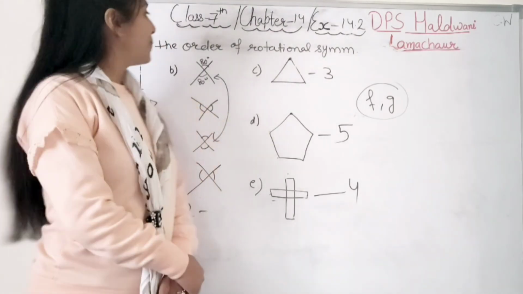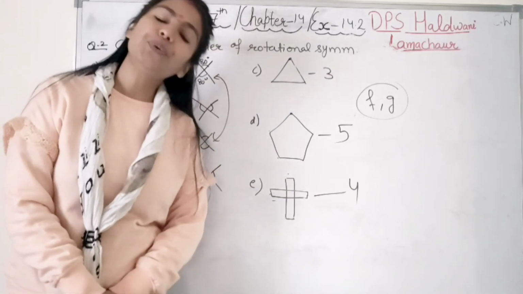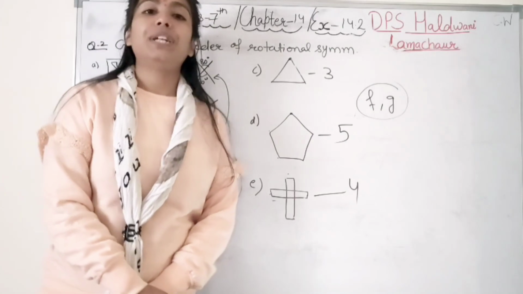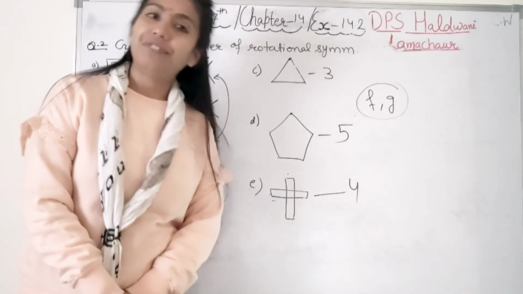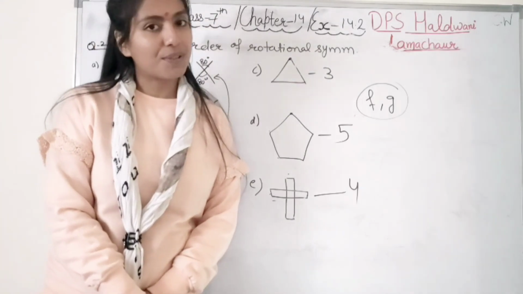Okay, so with this question number 2, we have completed our exercise 14.2. Only 2 questions we were having in this exercise. And in this, always you have to tell the order of symmetry for the given figure. Right, student? So practice the 4 questions which I have given you as homework.